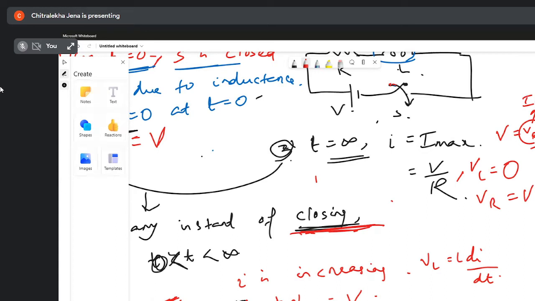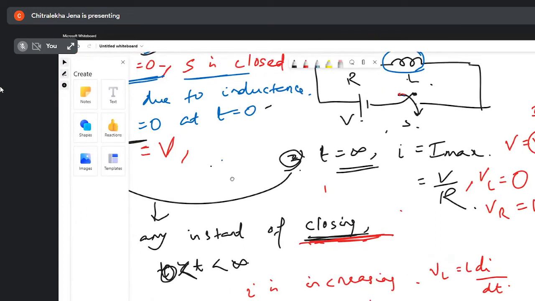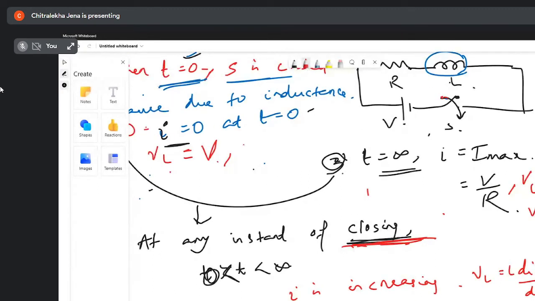समझ में आ रहा है क्या हो रहा है एक्चुअली कंडीशन? सिंपल, इतना कॉम्प्लिकेटेड नहीं है. Initially VL is equal to V. What happens to your VR? VR is equal to 0. Understood? यहाँ पर उल्टा हो रहा है. VL is equal to 0. VR is equal to how much? I maximum into R. Understood all of you?